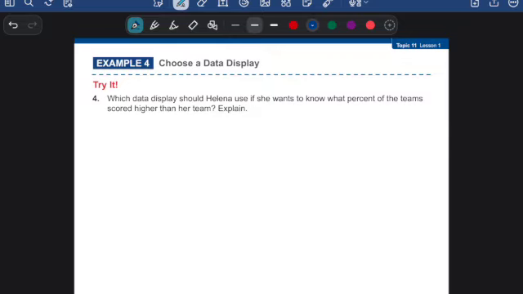Which data display should she use if she wants to know what percentage of the teams scored higher than her team? Well, remember, if we use our box plots, we can see percentages. Each section of the box plot represents 25% of the data. So she would want to use a box plot if she wants to see what percentage of teams scored higher than hers.